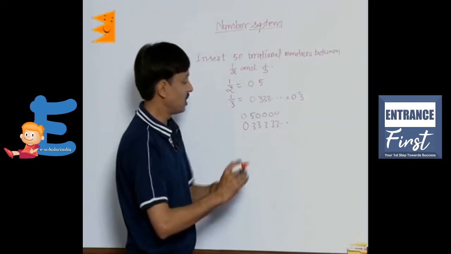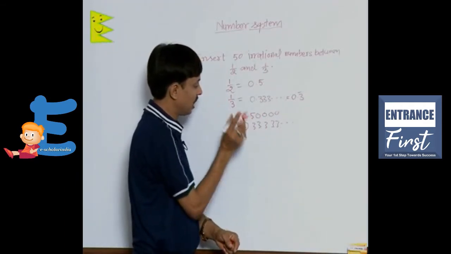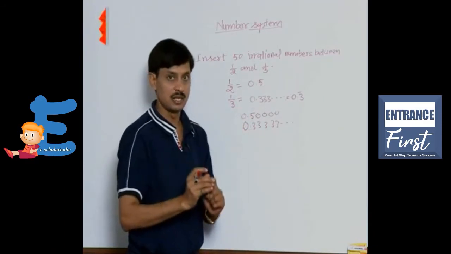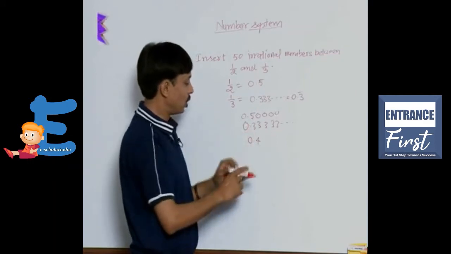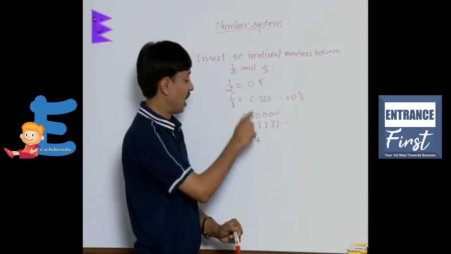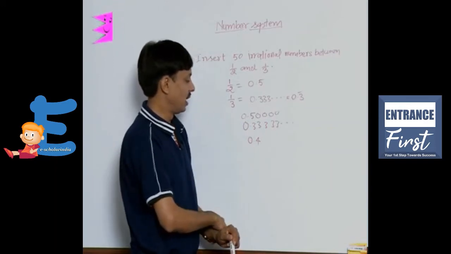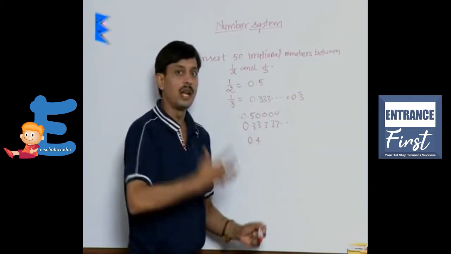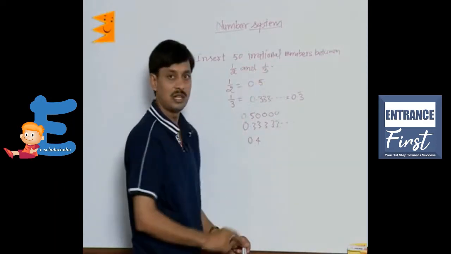The question is, what is a number between 0.5 and 0.3? Yes, a number is 0.4. 0.4 is a number lying between these two. Now the question is raised, how many irrationals do I want to write? 50 irrationals.